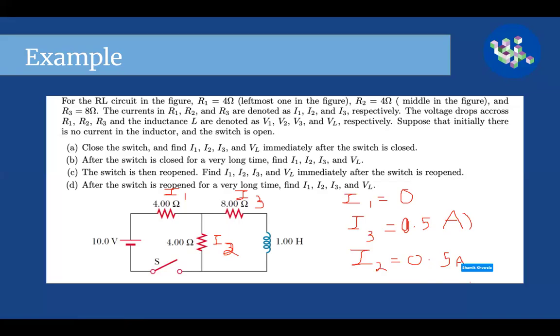Now the last thing we want to find is VL, the voltage across the inductor. For this we can use the loop rule. VL minus I2 R2 minus I3 R3 equals 0. With this, we can solve for VL, and you'll get 6 volts. Are there any questions about that?